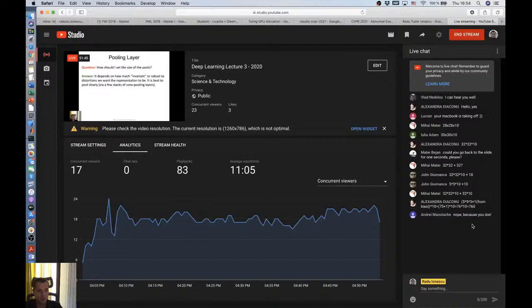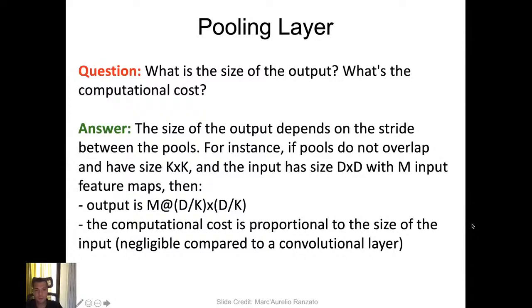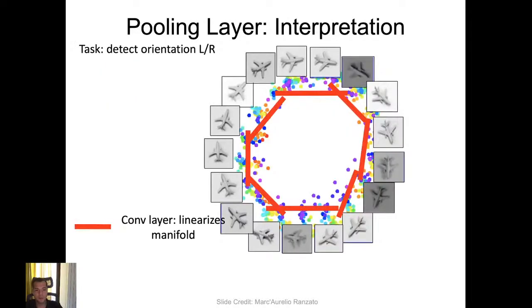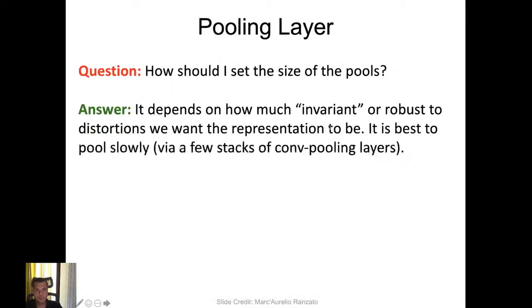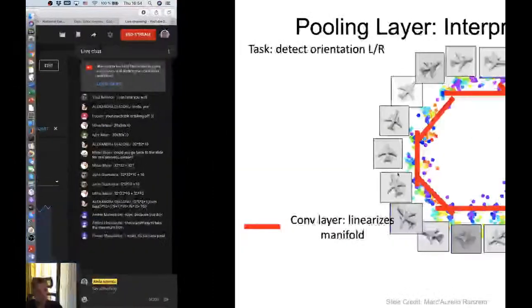So the answer is no, because it won't do anything. That's correct. If you just apply the maximum on a 1 by 1 filter, you will obtain the same activation map as the input, so it doesn't make sense to apply it. Okay, so thank you for the answer, Andrei.